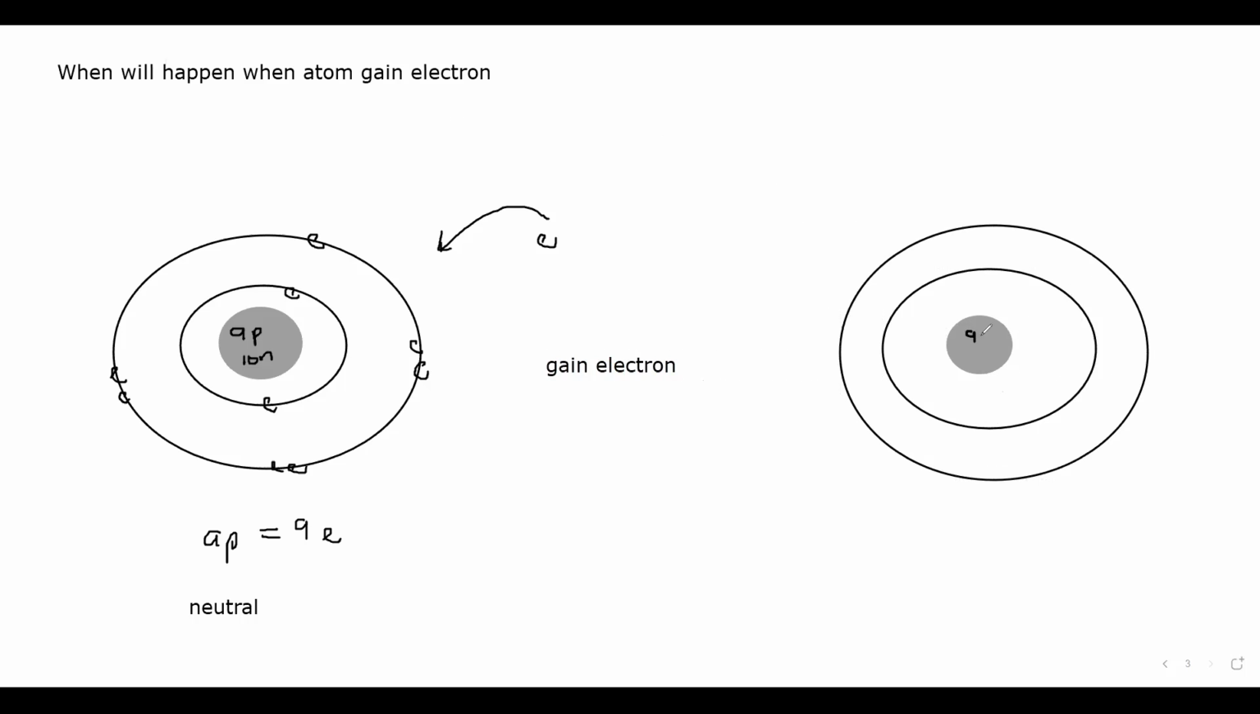So 9 protons, and neutrons do not contribute to charge, but because it took extra electrons, what will be the charge that appears? Now the number of protons is less than the number of electrons, so the net charge will be negative.